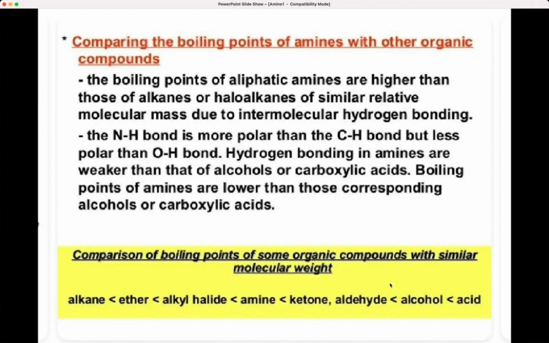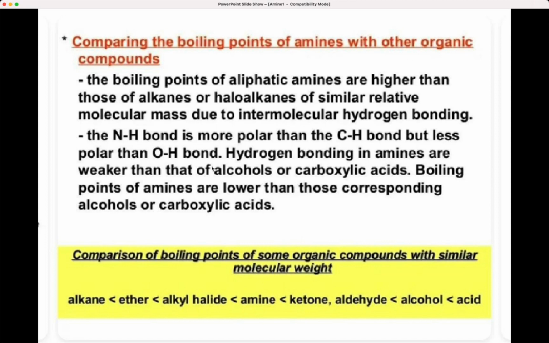Now, how will you compare the boiling points of amines with other organic compounds? The boiling points of aliphatic amines are higher than those of alkanes or haloalkanes of similar relative molecular mass. Why? Because of high intermolecular hydrogen bonding. The N-H bond is more polar than the C-H bond, but less polar than the O-H bond.